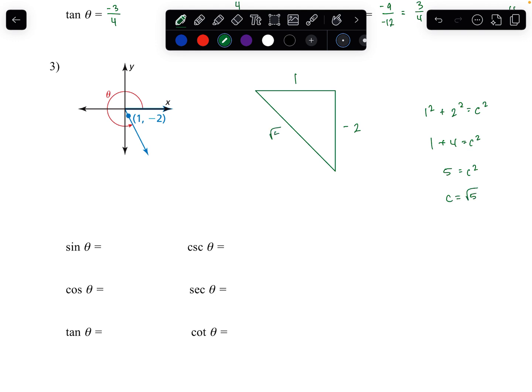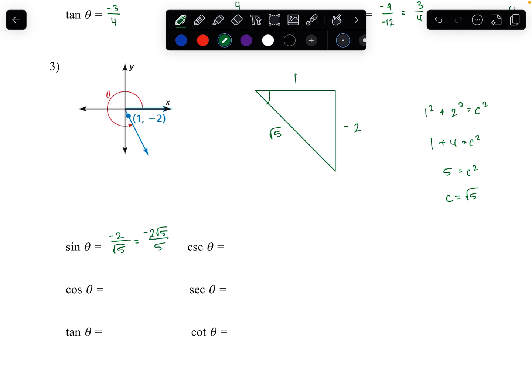So that's our hypotenuse there. So sine is going to be equal to, well, this is the angle that we're using, the reference angle. That's going to be equal to negative 2 over root 5. But get rid of the radical in the denominator. That's going to be negative 2 root 5 over 5.